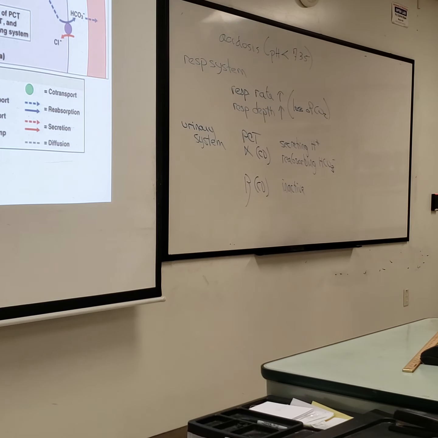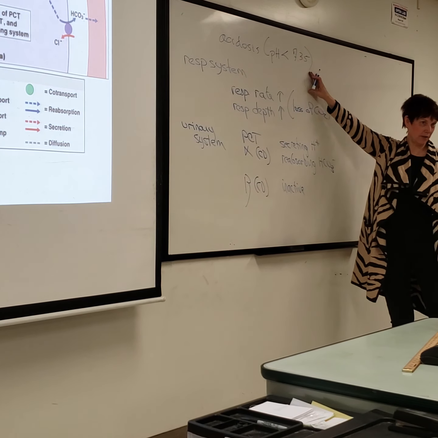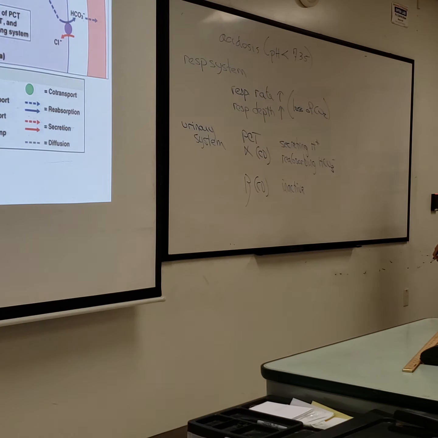Okay? Now don't memorize that. That's something you should be able to figure out. Well, you can memorize what the cells do, okay? But you should be able to figure out whether you're trying to keep hydrogen or get rid of hydrogen based on the pH. Okay?